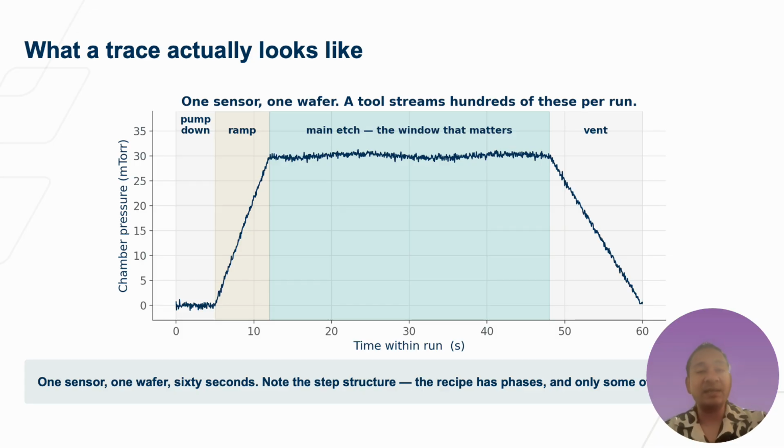So you cannot just take the mean of the whole trace. That would average the window together with the pump down, and the answer would depend mostly on how long the pump down took. Now you have to segment by recipe step first and then summarize within each step. And remember, this is one sensor. A tool streams hundreds of these per run.